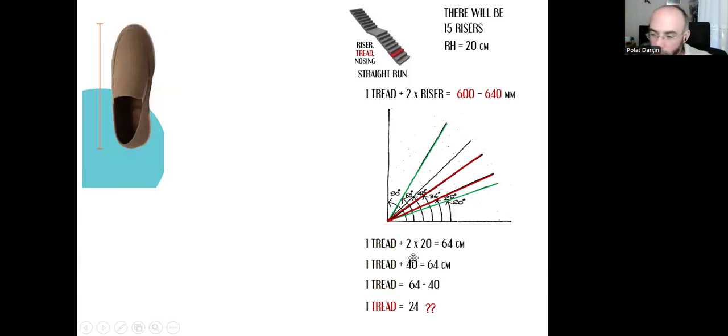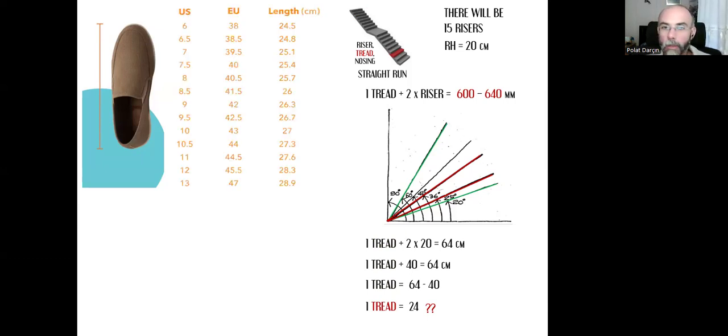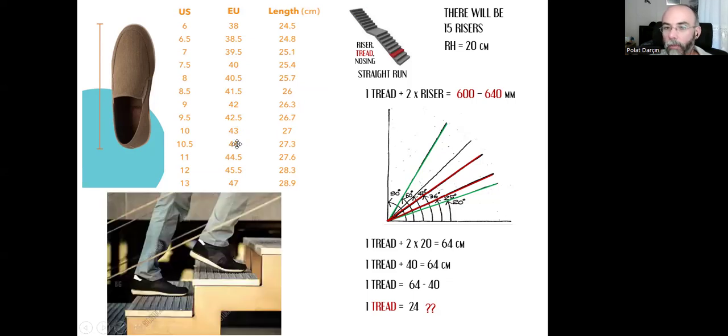It needs to be proportional to the length of a foot. These are the standard shoe sizes. In Turkey, we use European style, so it means that a man who wears size 43 shoes, their foot length will be 28 centimeters, and obviously 24 centimeters will not be enough. Some portion of their feet will be off the tread, and that's bad.